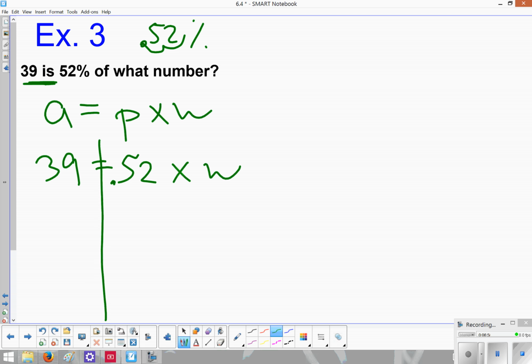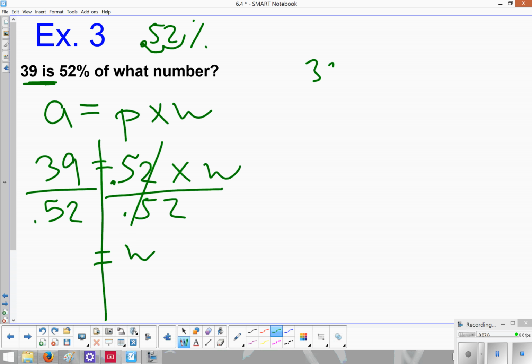So, train tracks, this is being multiplied, so the opposite of multiply is divide. Divide this side by 0.52, not 52, but 0.52. And if I do it to this side, I do it to the other side. So W is by itself. Top goes in, bottom goes out. When I divide 0.52, or sorry, 39 into 0.52, that's not enough. So actually, before I divide that, I have to move my decimal once, twice. The decimal is hiding at the end, so once, twice.